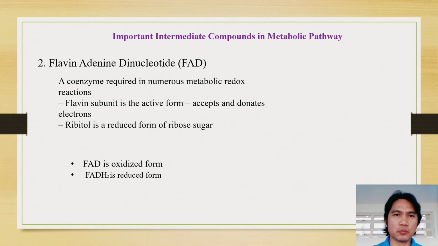Another molecule that is involved in many metabolic reactions is called flavin adenine dinucleotide, or simply known as FAD. This is a coenzyme that is required in numerous metabolic redox reactions. And it says here that the flavin subunit is the active form which accepts and donates electrons. It also has a ribitol component, which is the reduced form of the ribose sugar.